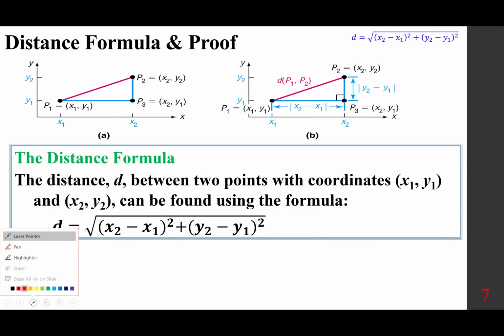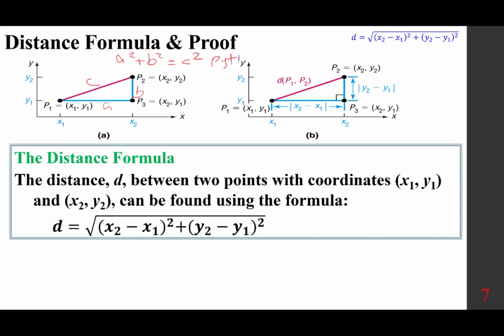If you call this A, B, C, you recall A squared plus B squared equals C squared, known as the Pythagorean theorem. So this distance, square it. What is this distance? X sub 2 minus x sub 1 in an absolute value. This distance, or B, is y sub 2 minus y sub 1 in absolute value. And you square that according to this. A squared plus B squared equals C squared, or C is the square root of A squared plus B squared, which is this formula.